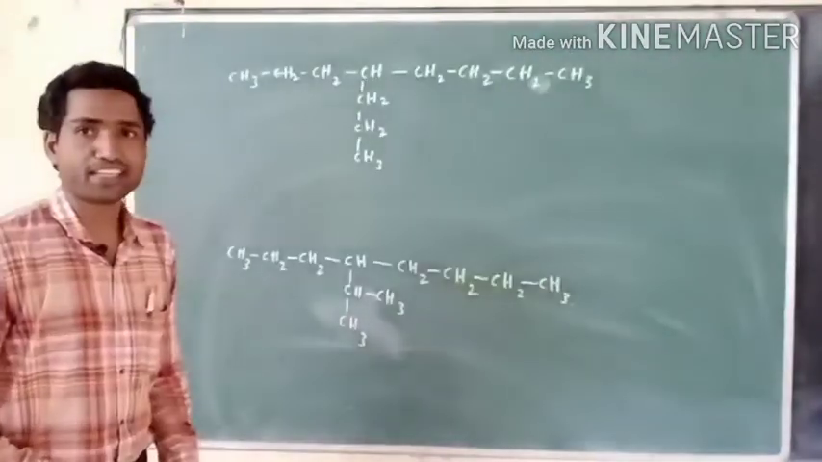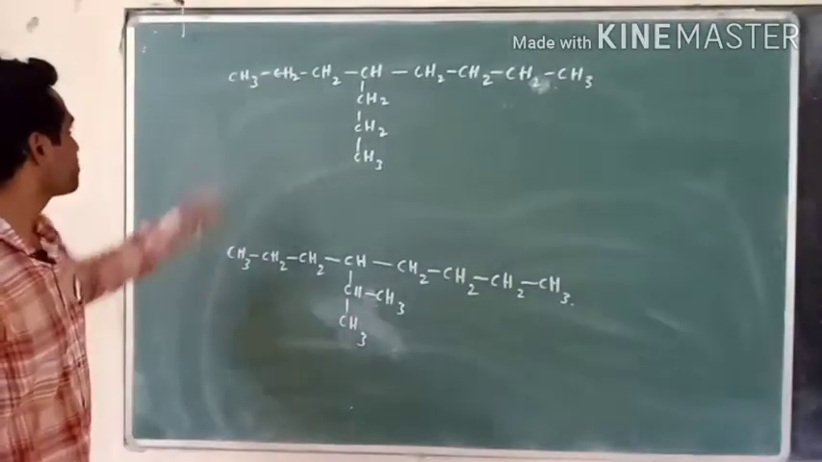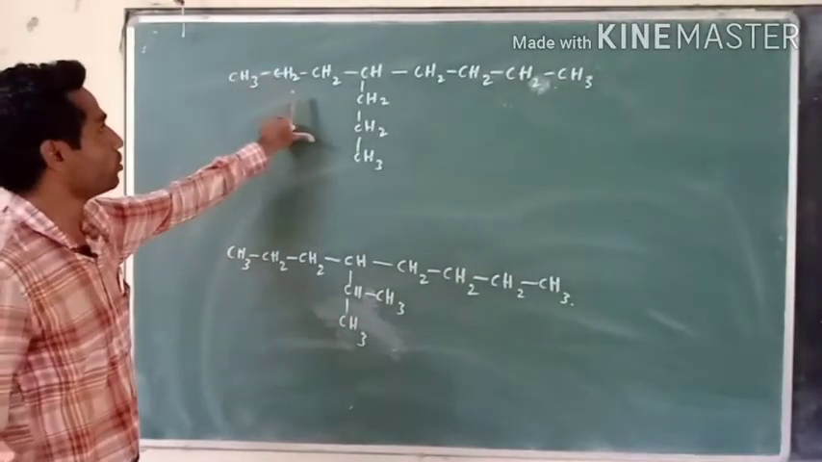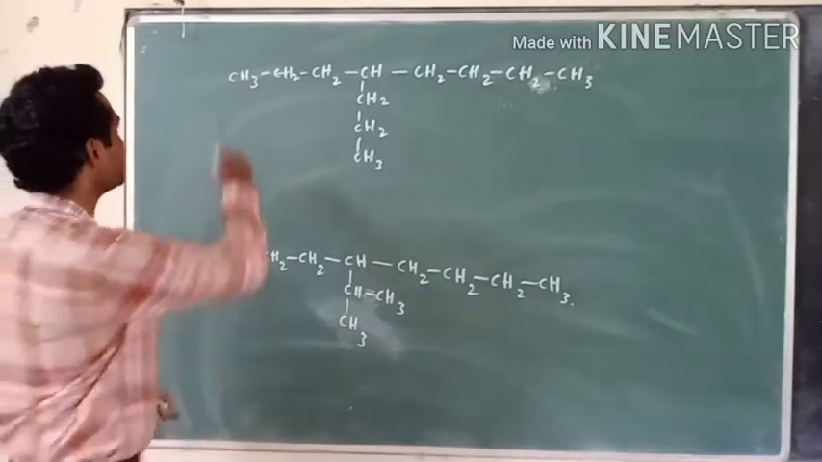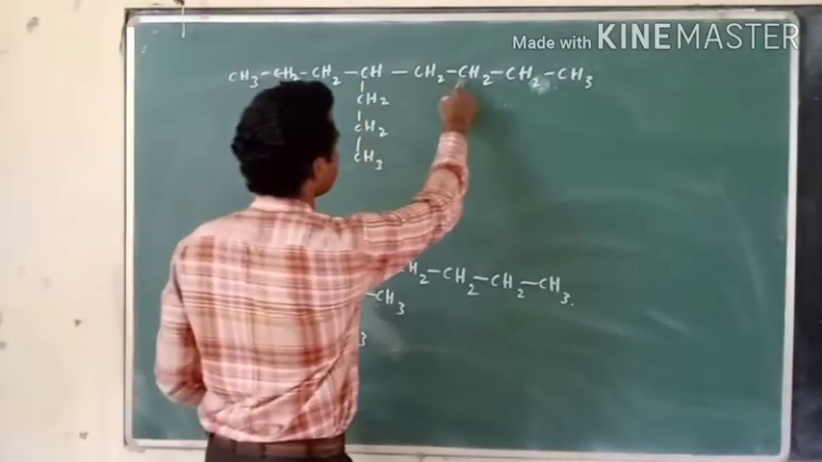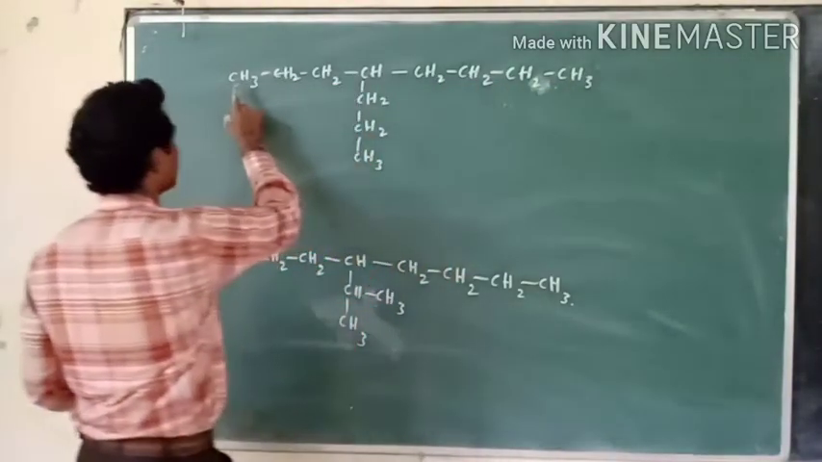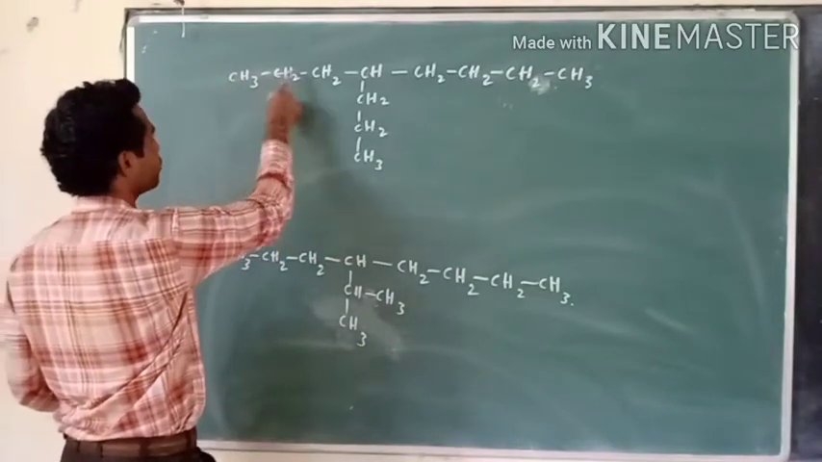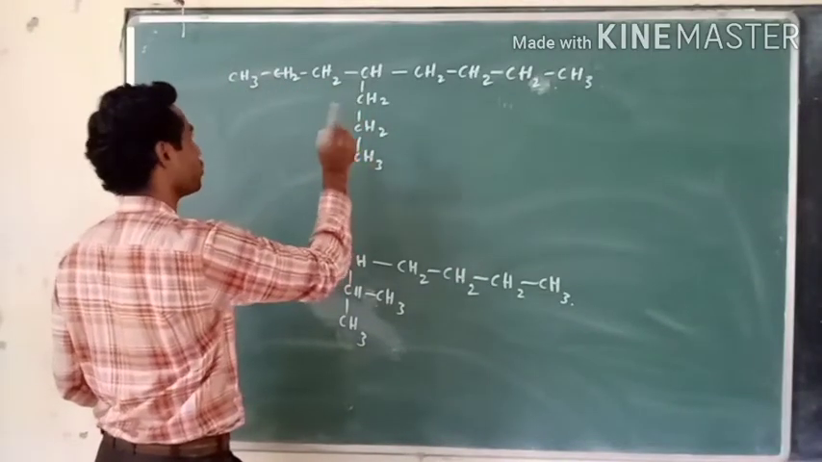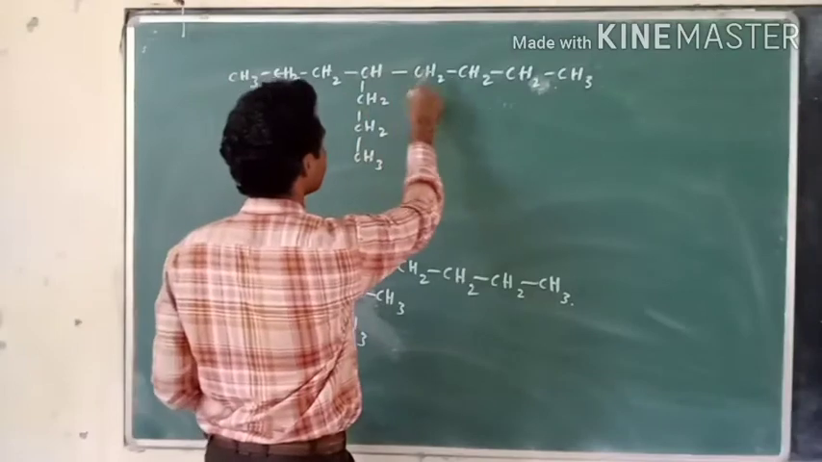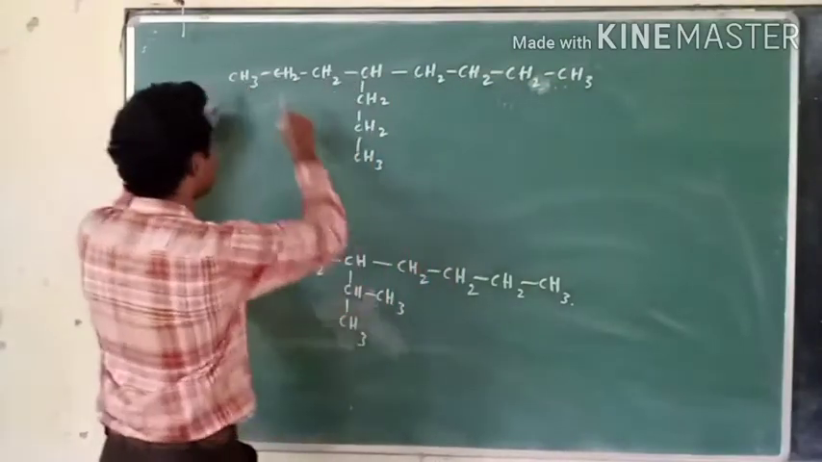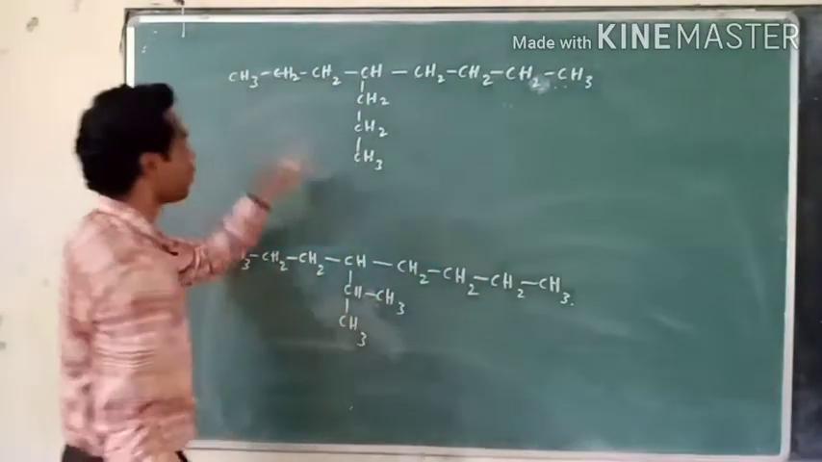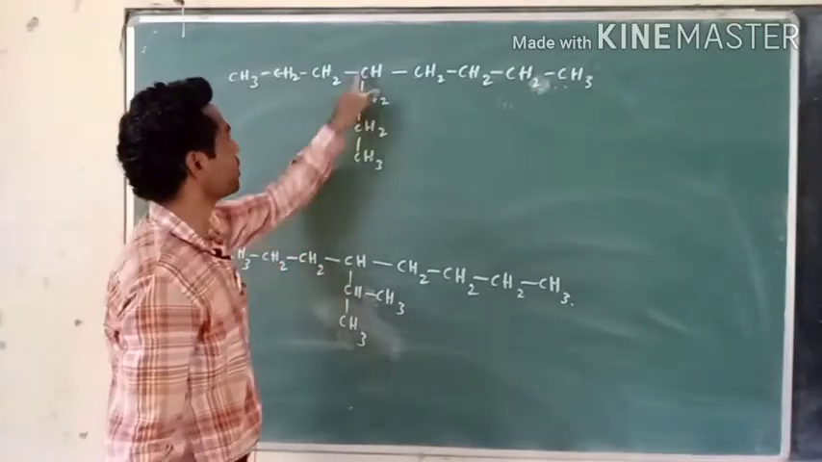Now let us consider one more example. So this is the molecule. Identify the longest carbon chain: 1, 2, 3, 4, 5, 6, 7, 8. One longest carbon chain, 1, 2, 3, 4, 5, 6, 7. No, 1, 2, 3, 4, 5, 6, 7, 8. So either we have to choose the straight chain or we have to choose the bent chain.